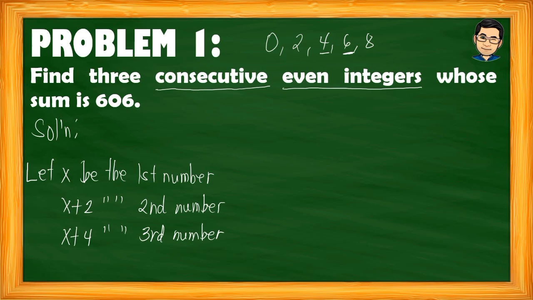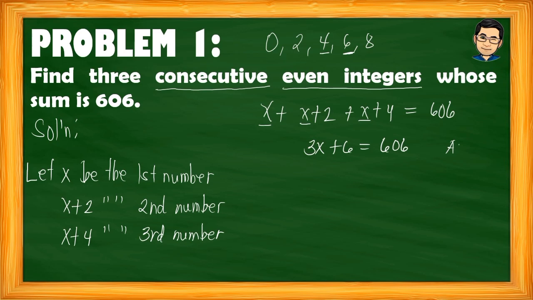So formulate natin yung equation. So x plus x plus 2 plus x plus 4 is equal to the sum which is 606. And then we combine like terms. So ibig sabihin yung x, i-add natin. So that is 3x. And then 2 plus 4, that is 6, equals 606. And then using addition property of equality, so we will subtract 6 to both sides. So para yung 3x lang matira sa left side. So magiging 3x is equal to 606 minus 6.